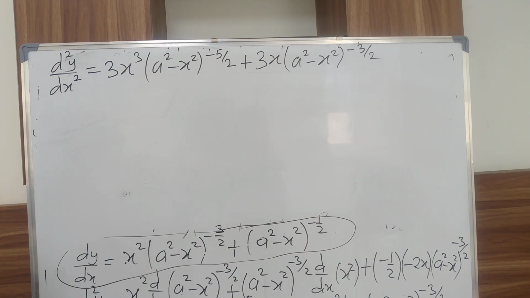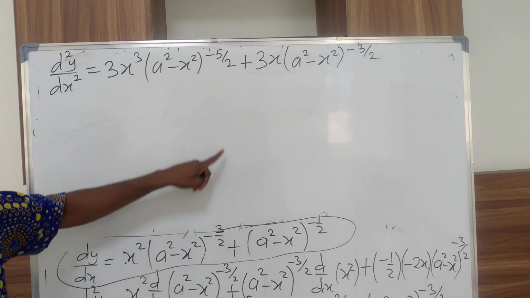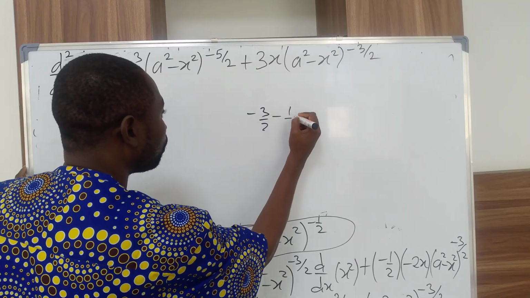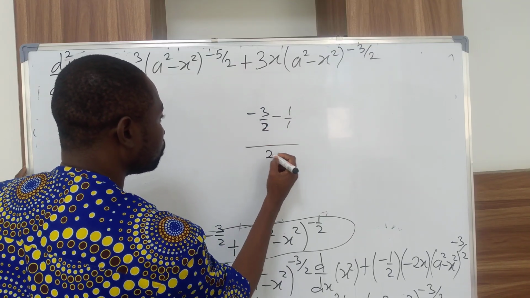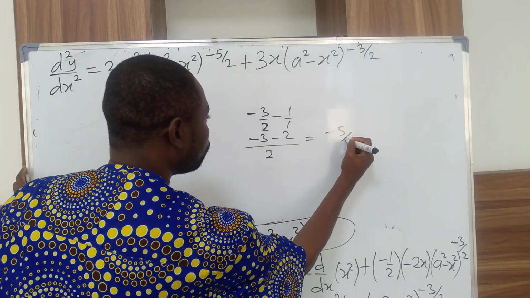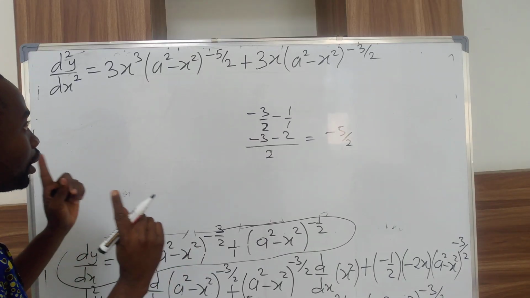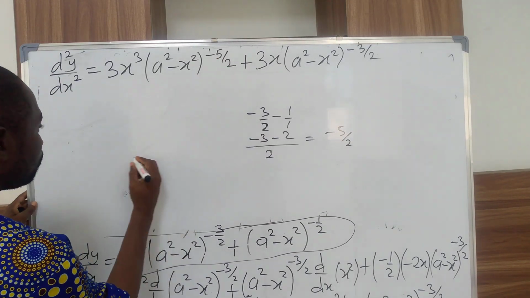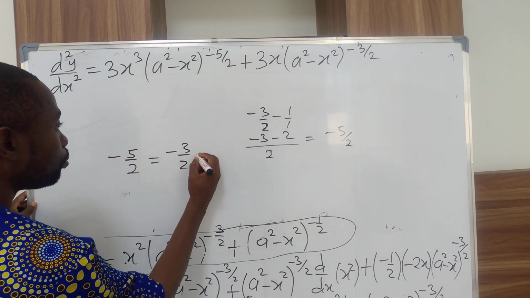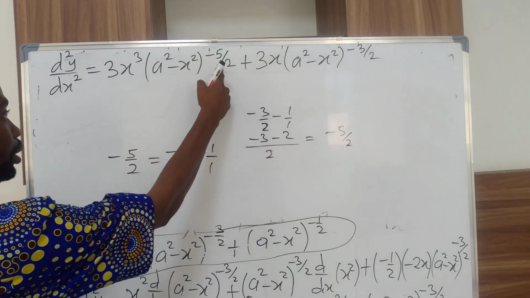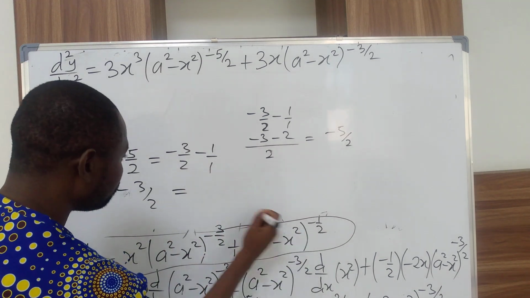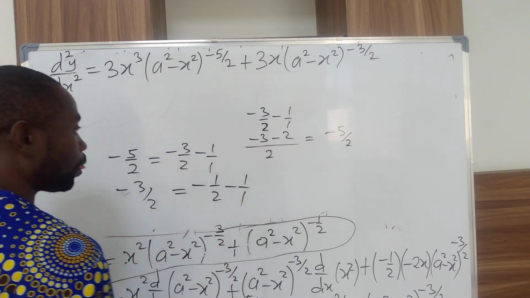Okay, what can we do? Now, minus 3 over 2. Now, if you do minus 3 over 2 minus 1 over 1, 2 into minus 3, 1 into 2, so I'm going to get minus 5 over 2. Now, you agree with me that this minus 5 over 2 is the same thing as minus 3 over 2 minus 1 over 1. Okay? You see, this minus 3 over 2 is the same as this minus 1 over 2 minus 1 over 1. You can try it.